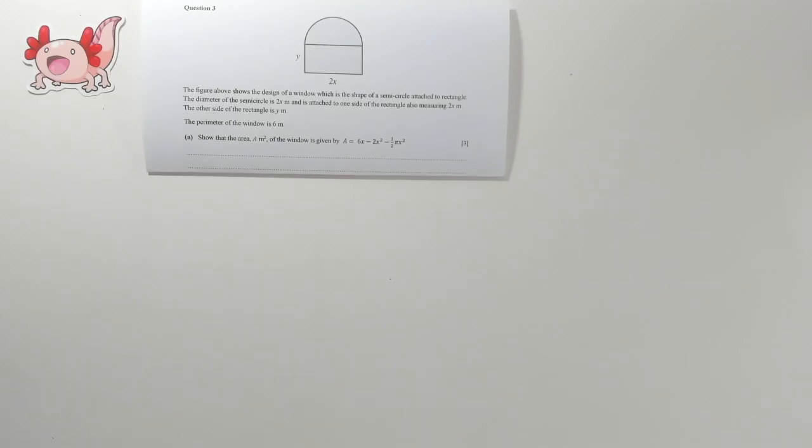Okay, welcome to another video of some optimizations. So in this example, they're giving us a window and they're saying the figure above shows the design of a window, which has a shape of a semicircle attached to a rectangle.